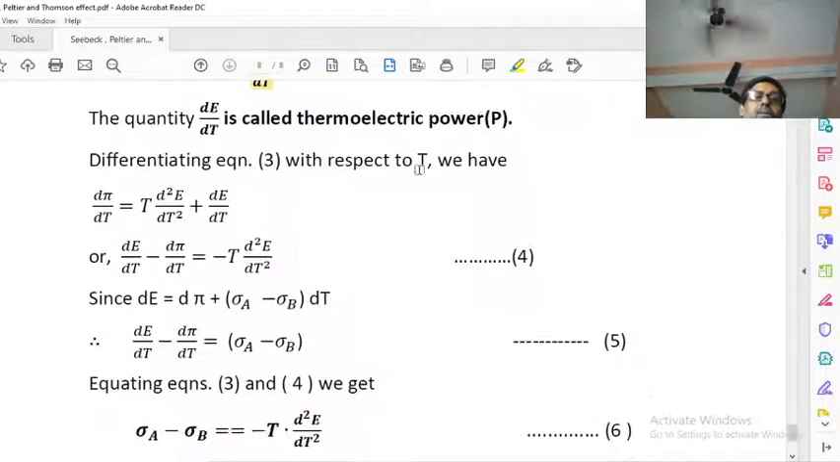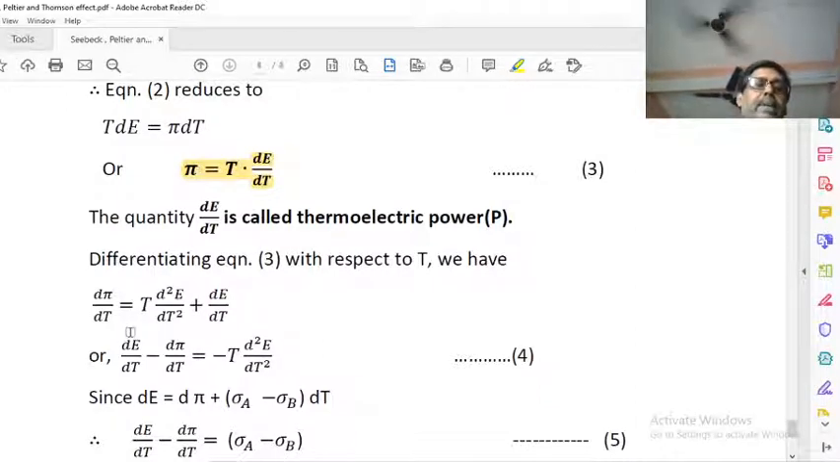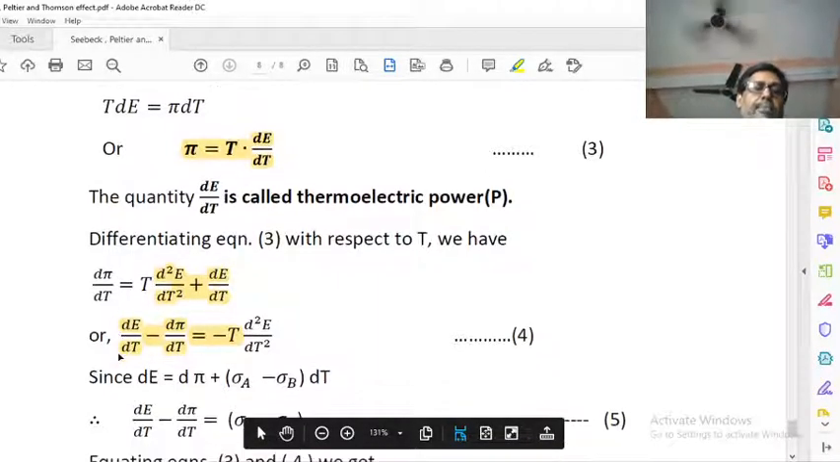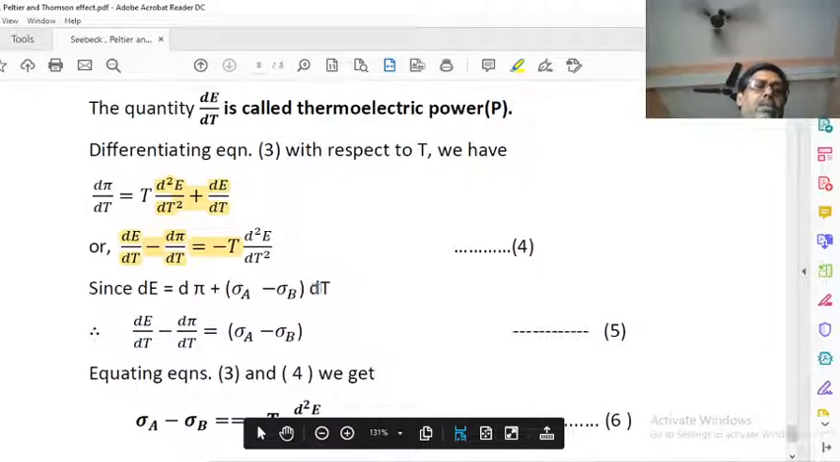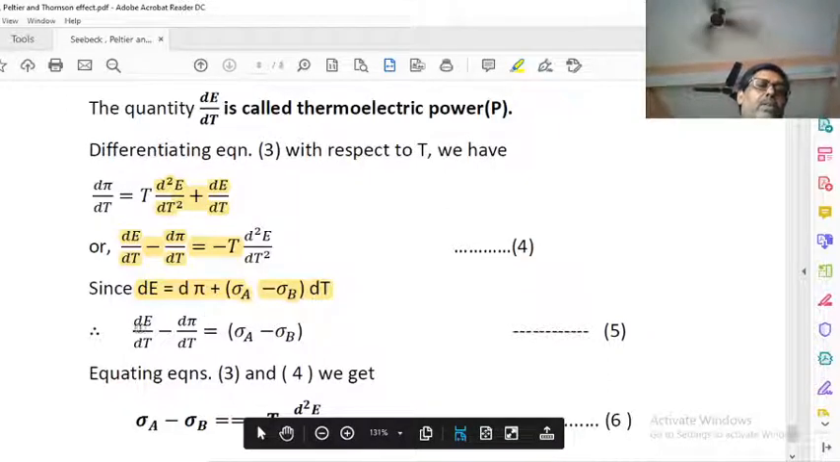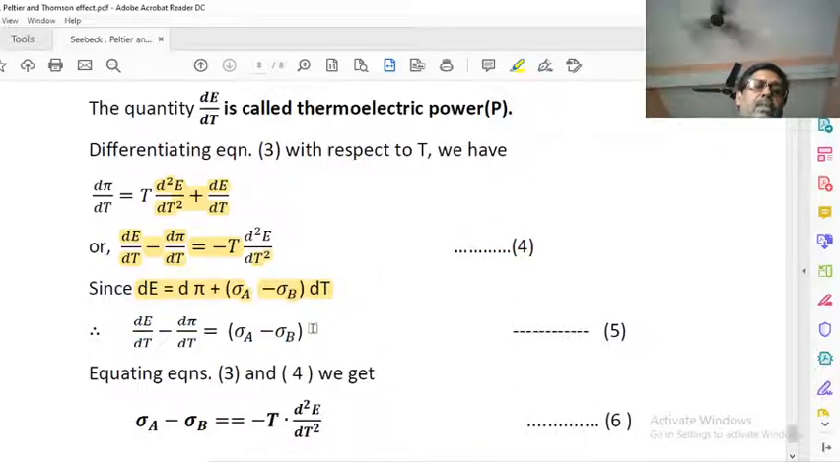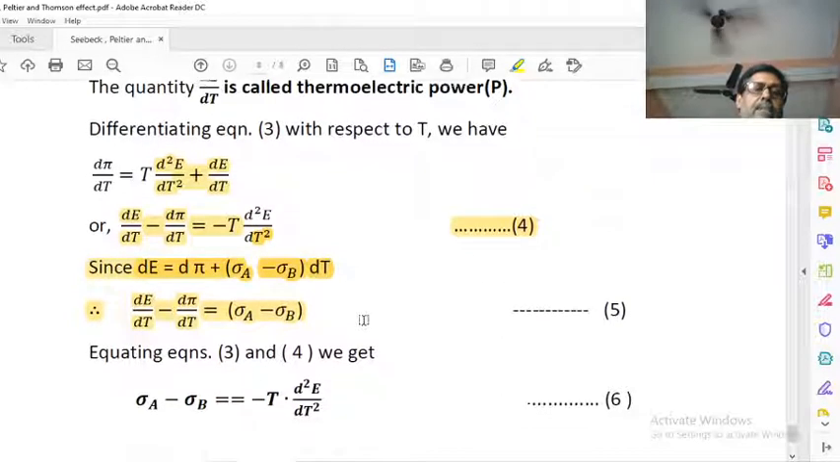Now we are going to differentiate pi. If we differentiate pi, it is d pi by dT, and here there are two terms. So one by one we will differentiate, and on solving this one, again dE is equal to this one, and we divide it by dT, dE by dT, d pi by dT, and dT cancels out. Now we compare these two equations, 4 and 5, and we may write this.